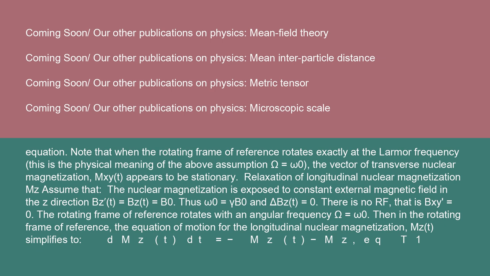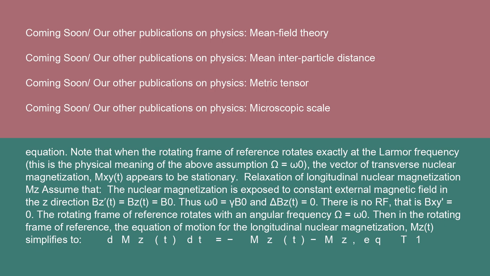Relaxation of longitudinal nuclear magnetization Mz. Assume that the nuclear magnetization is exposed to a constant external magnetic field in the Z direction, Bz(t) equals B0. Thus, ω0 equals γB0 and ΔBz(t) equals 0. There is no RF, that is Bxy equals 0. The rotating frame of reference rotates with an angular frequency ω equals ω0. Then in the rotating frame of reference, the equation of motion for the longitudinal nuclear magnetization Mz(t) simplifies to dMz(t)/dt equals minus (Mz(t) minus Mz,eq)/T1.